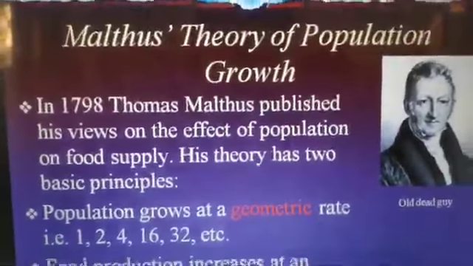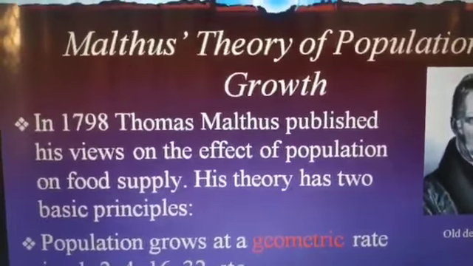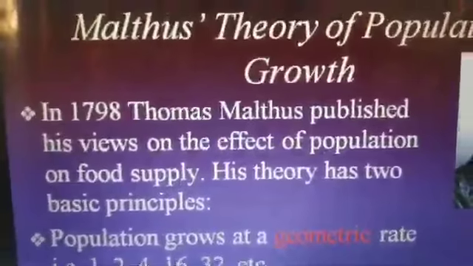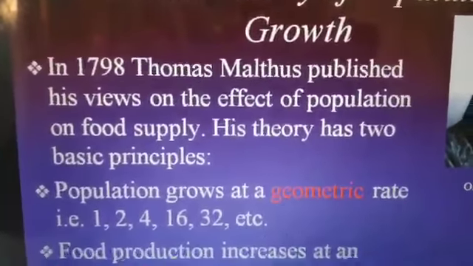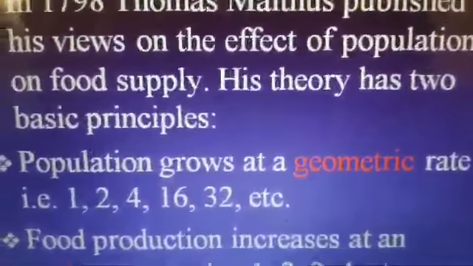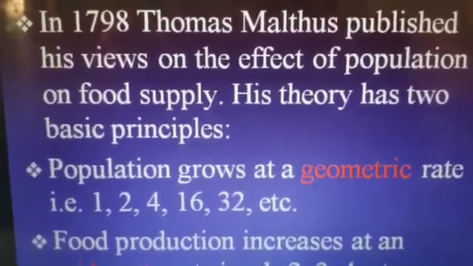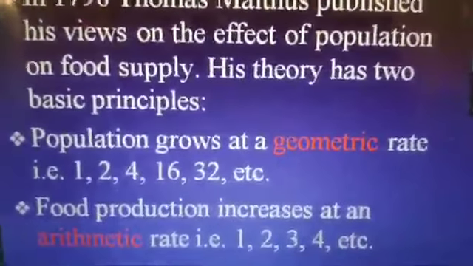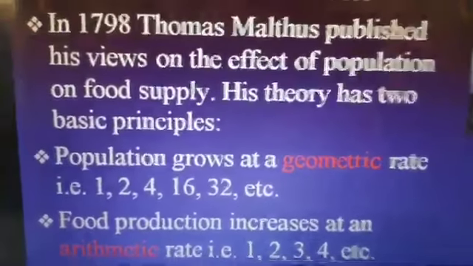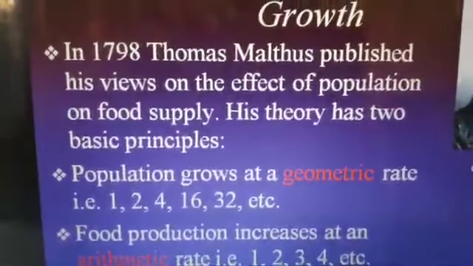Okay, and you all know that Malthus' theory of population growth came in 1798, when Malthus published his views on the effect of population on food supply. And his theory has two basic principles, and this is the core theory of Malthus. First, population grows at a geometric progression or geometric rate, that is 1, 2, 4, 8, 16, 32, 64, etc. And food production increases at an arithmetic rate, that is arithmetic progression, that is 1, 2, 3, 4, 5, 6, 7, 8, etc. So these are the two things he believed while establishing his principle.